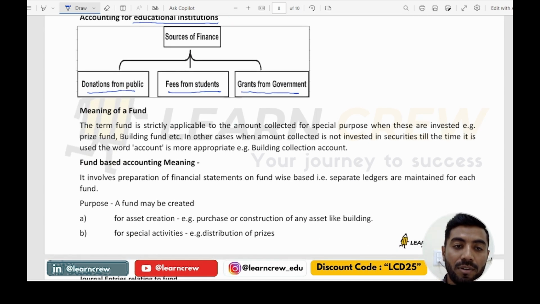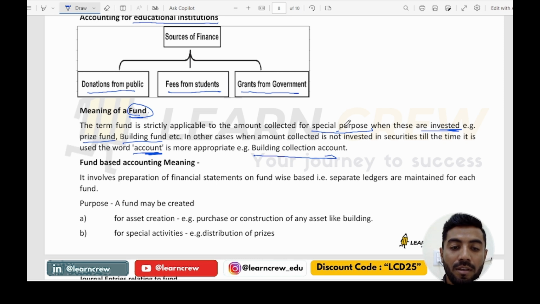Then coming to the meaning of the fund. The term fund is strictly applicable to an amount collected for a specific purpose. If it is collected for a specific purpose and invested, then you can use the word fund, for example prize fund, building fund, etc. If it is collected and not invested, then you can use the word account, like building collection account or fees collection account.